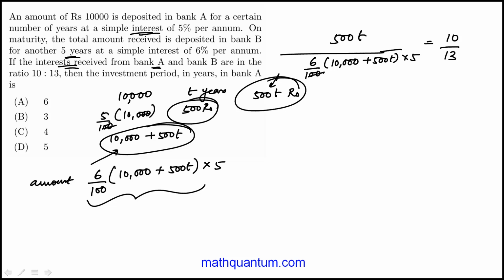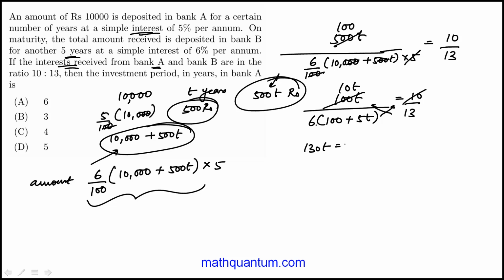So I'm going to divide this by the 100. That becomes 100 T, and at this point I'll rewrite this. 10 over 13, then divide both sides by 10. That's going to become 10T, cross multiply. So 130 T, 6 times 100 plus 5T, distribute. That gives you 100 T is 600, which means T is 6.